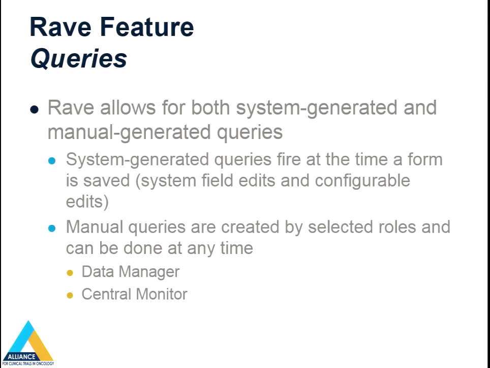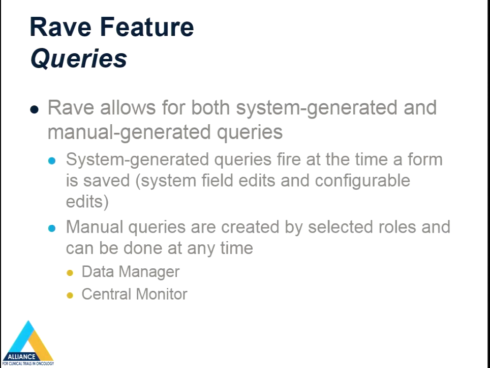So RAVE allows querying, and you can have both system-generated and manual-generated queries. The system-generated queries are those that fire at the time a form is saved. These are edits that are written ahead of time. Any edits that fire in real time are the ones that I think the sites appreciate the most because they get that instant feedback that maybe something doesn't look right.